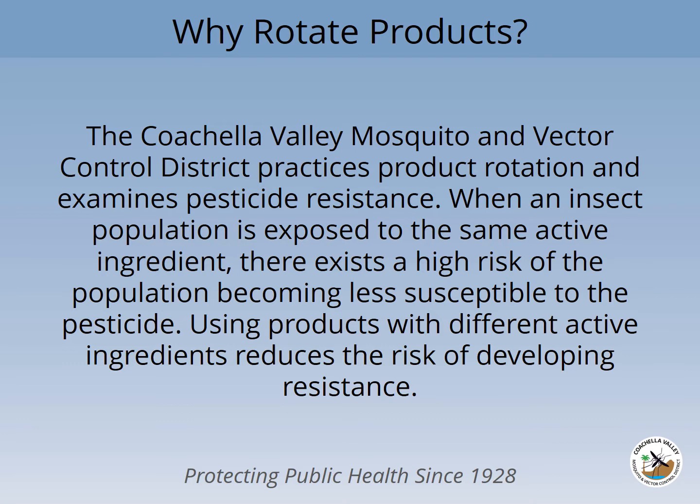So here's the official district answer to that question. It says that the Coachella Valley Mosquito and Vector Control District practices product rotation and examines pesticide resistance. When an insect population is exposed to the same active ingredient, there exists a high risk of the population becoming less susceptible to the pesticide. Using products with different active ingredients reduces the risk of developing resistance.